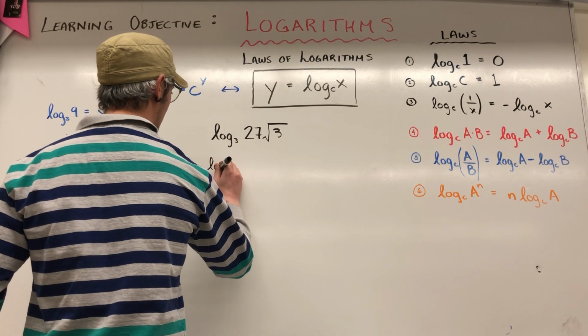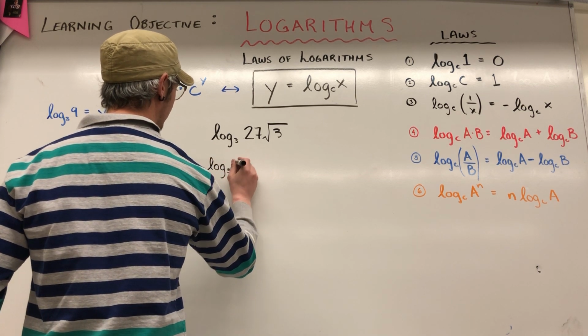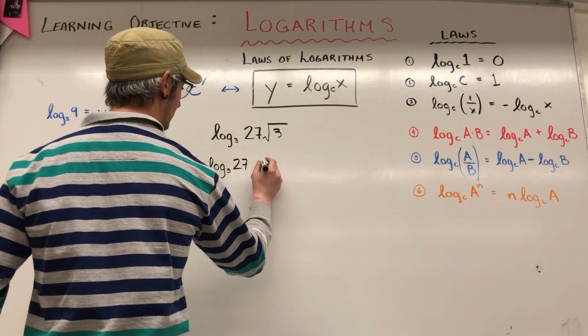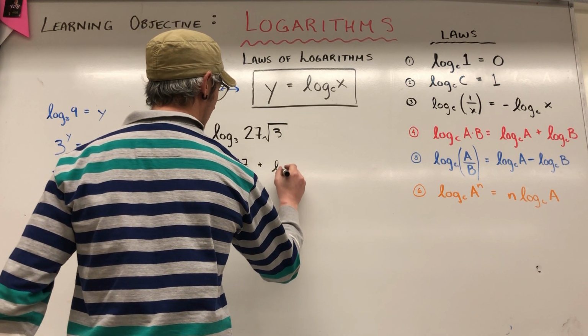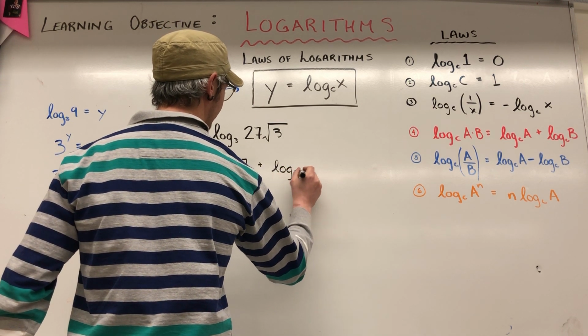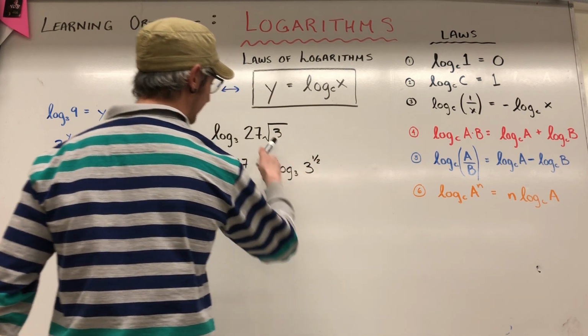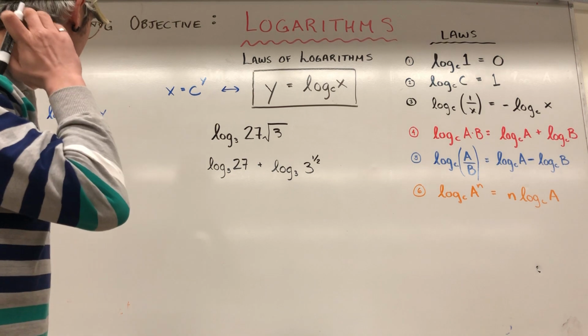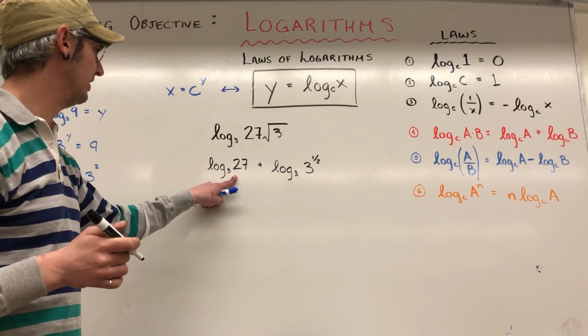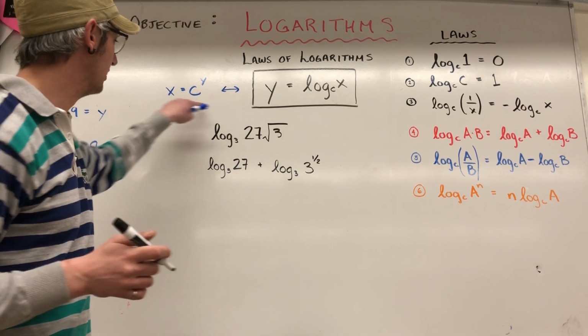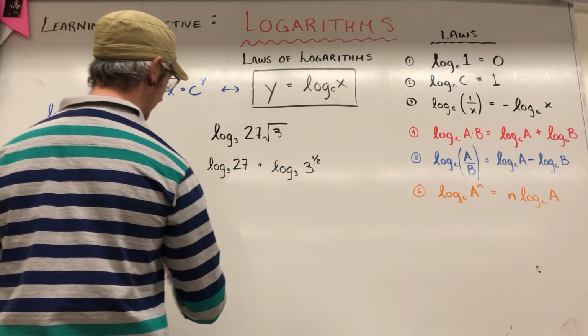So log base 3 of 27 plus log base 3, and I don't like the square root, so I'm going to write that as 3 to the 1/2. It's the same thing. Okay, I can actually go ahead and solve this right away. And then this, well, let's figure it out.